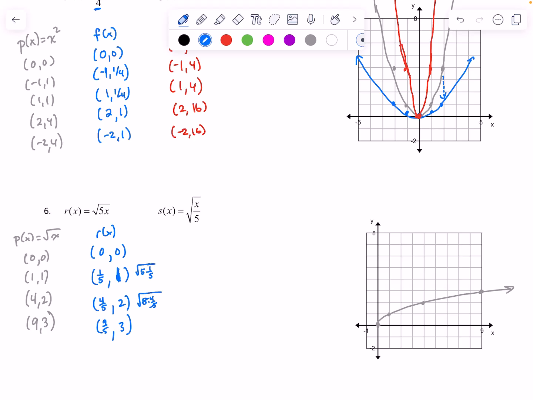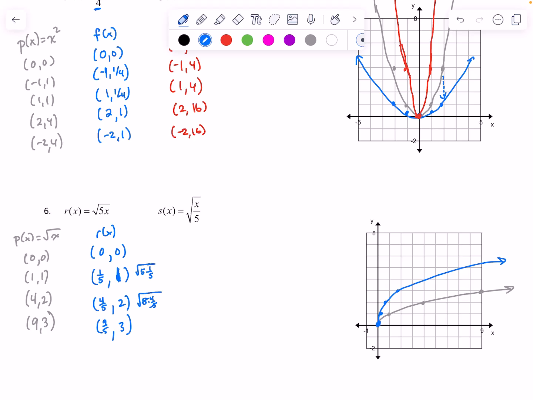So our graph looks like this: (0, 0), then (1/5, 1), (4/5, 2), which is just a little bit less than 1, and then (9/5, 3), which is close to 2. So it looks something like this. At first it looks like maybe we made it taller, but what's happening here is we're squishing it sort of like an accordion.